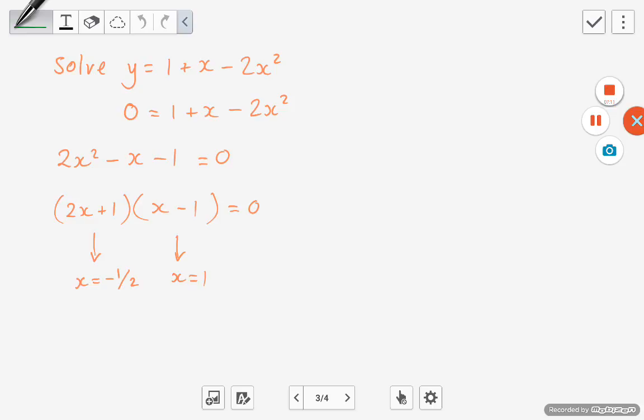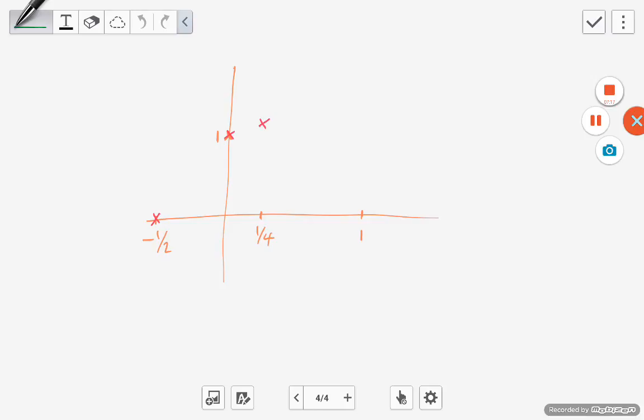So we've finished the question and we might as well draw it. So here's one I prepared earlier. We know that the x-axis crossing points are minus a half and 1. We know the y-axis crossing point is at 0, 1, and we know that the maximum coordinate of the turning point is a quarter, 1 and 1/8. So the curve would look like that. And there you have it.